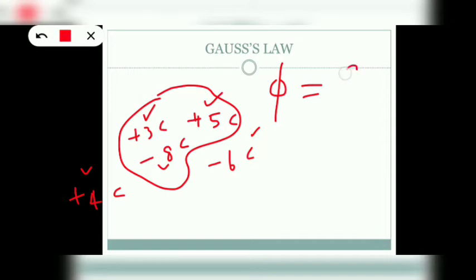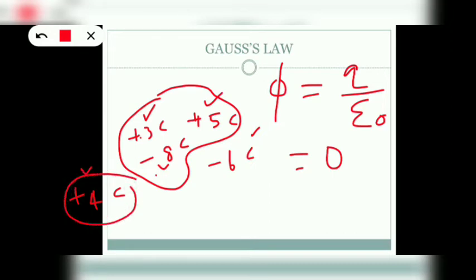What is the equation? Net charge enclosed by the surface divided by epsilon naught, Q by epsilon naught. And how many charges are enclosed by the surface? 5 plus 3 is 8. Then 8 minus 8 is 0. So what is the total flux passing through the surface? 0. Now we are not bothered about the charges plus 4 coulomb and minus 6 coulomb.